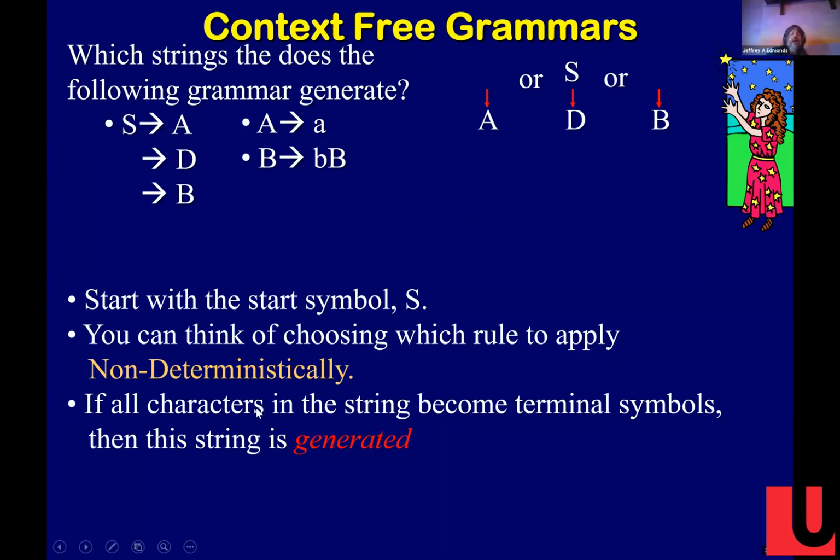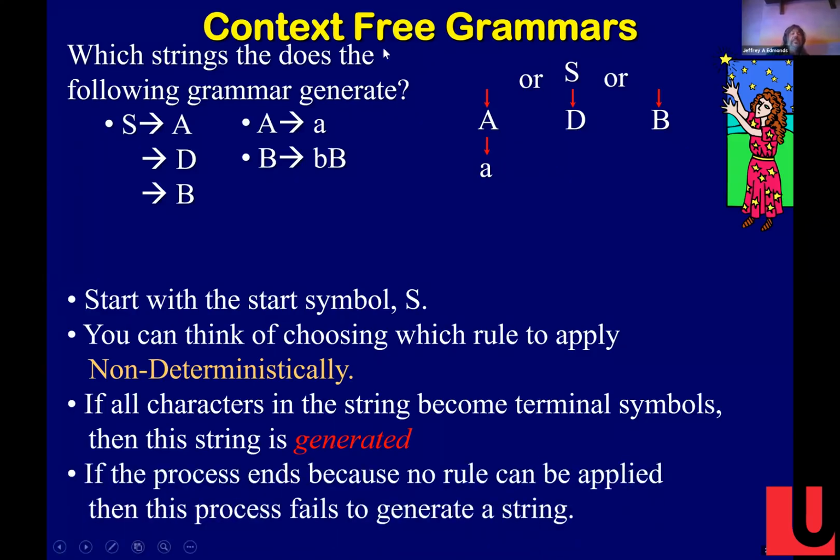All right, if all the characters in the string become terminals, then we stop, right? So here, what does A go to? Well, A can go to a character a, right? In which case we generate that. So this grammar can generate little a. Little a is a proper string of our language. What about D? D doesn't go anywhere. It kind of dies, right? So it doesn't do us any good whatsoever. It doesn't generate anything.